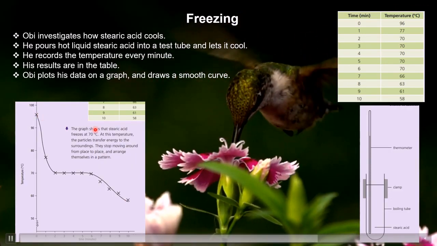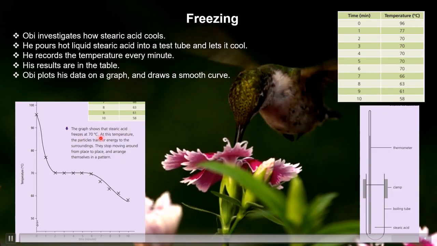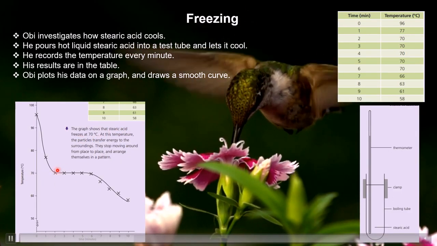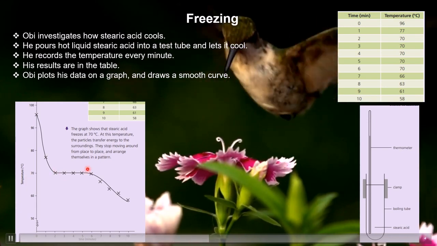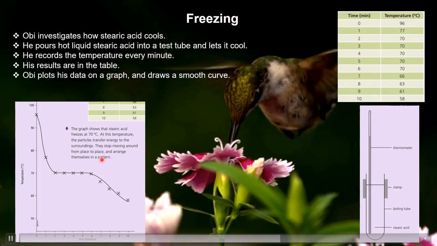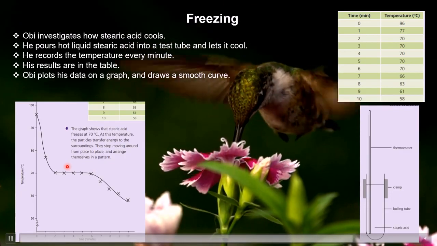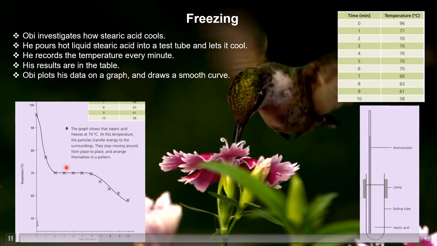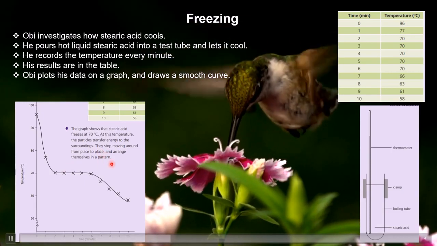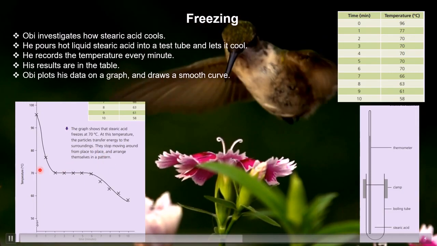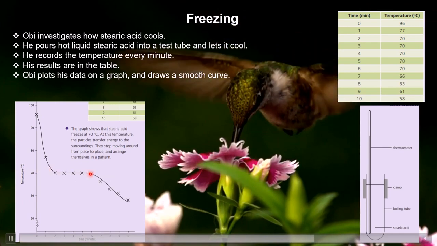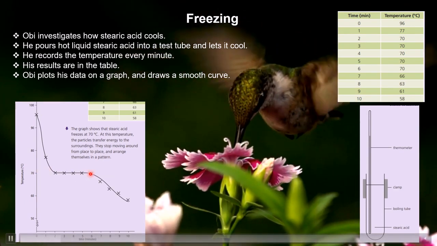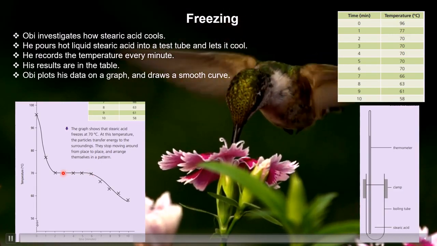So the graph shows that the stearic acid freezes at 70 degrees Celsius. This is the freezing point. At this temperature, the particles transfer energy to the surroundings, and they stop moving around from place to place and arrange themselves in a pattern. They're arranging themselves in a complete regular pattern. So the temperature stays the same when it's at 70.